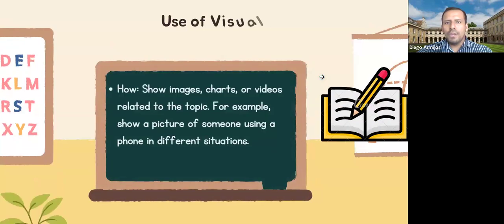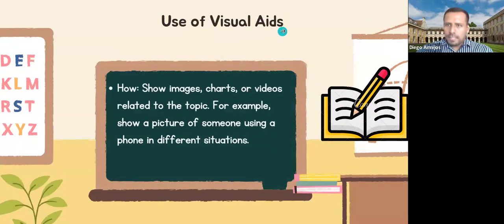Next one, we have use of visual aids. That's very important because some students may not know the word itself, but if they look at a picture, of course, they're going to have more ideas. How are you going to do this activity? Basically, show images, charts, or videos related to the topic. For example, show a picture of someone using a phone in different situations, right? And then you can ask, okay, why is this guy using the phone? What is the purpose? What might he be doing, or something like that, okay?